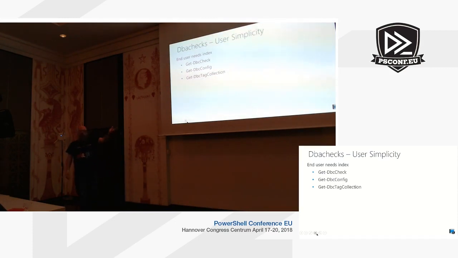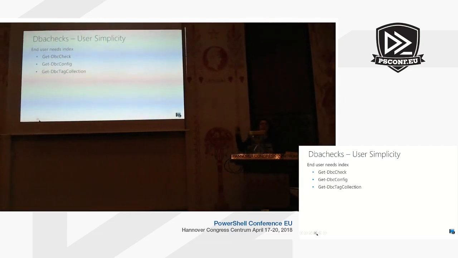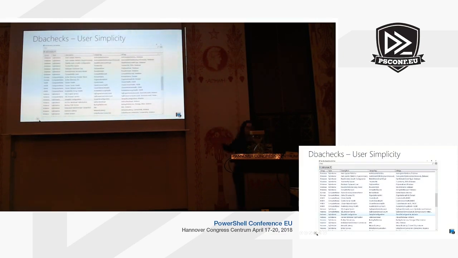So Chrissy's like, we need to make this easy for people to find out. I wanted to make it easy for me to see it. I felt blind whenever I was looking at all of our random tests. And so we came up with a couple of commands. We have Get-DBCCheck, which is the index of all of our checks, and that is also parsed through all of the tag formatting. We have the configs and also a tag collection that dumps out every single tag that we support. To give you a better idea, I hope that you guys can see this.